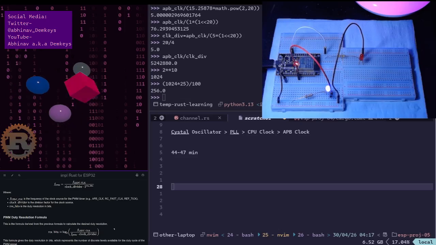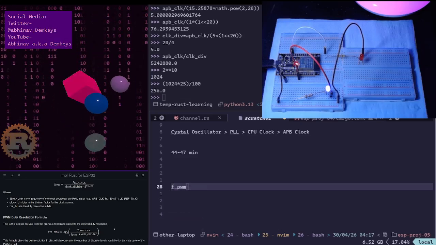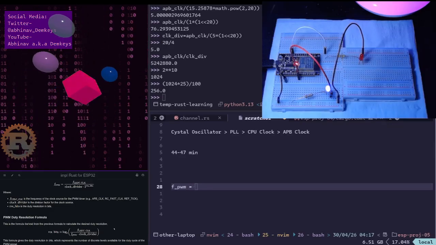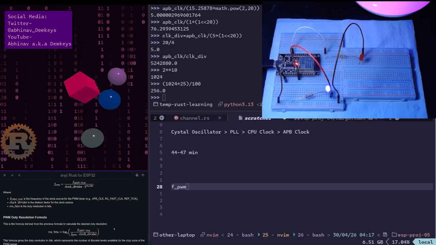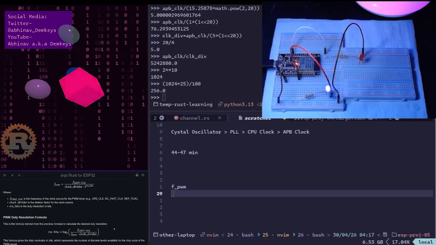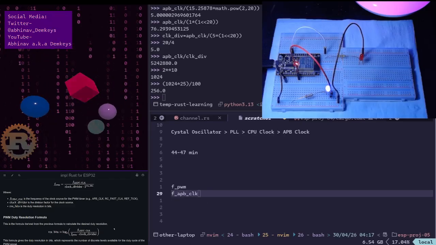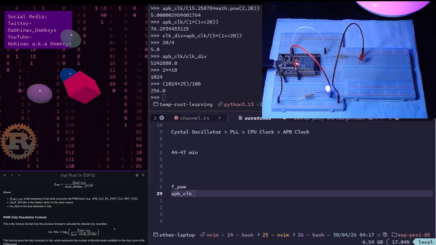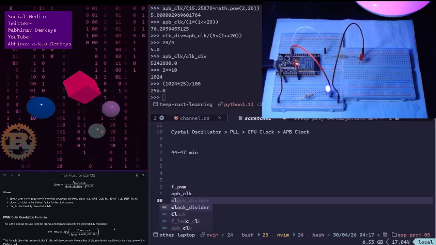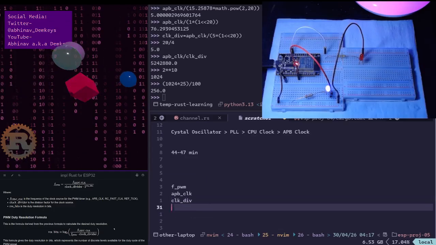We have our PWM, I should turn off the spell check. We have our PWM frequency. We have our source clock frequency, so actually, that's just the APB clock. We have our clock divider, so we'll say clock div, and we have our res bits.